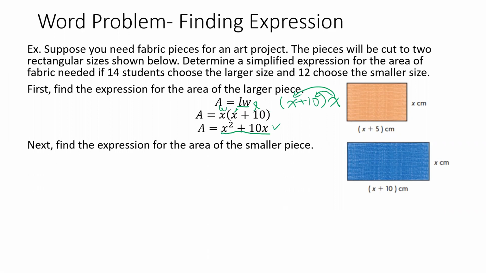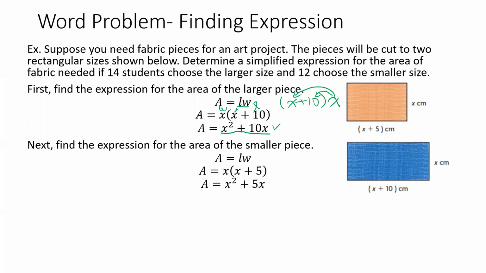And I'm going through this a little bit faster because I think most of you are kind of getting this. It's not too difficult. And we're just going to piece it all together in the end. So then we end up with x multiplied by x plus 5 to find the area of the smaller size. And this ends up giving us x squared plus 5x.